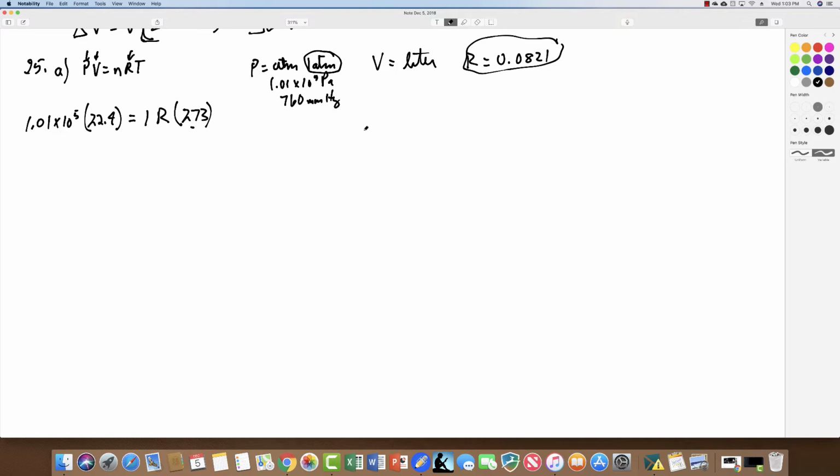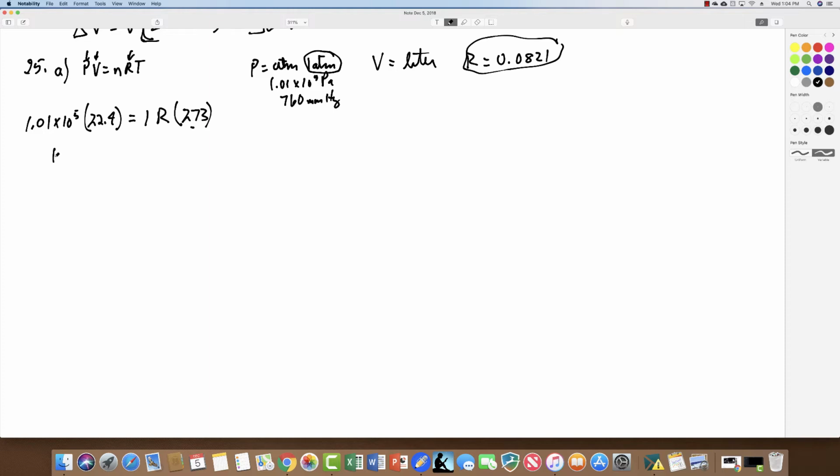Problem number 25 states, a large helium-filled balloon is used to lift scientific equipment to high altitudes. What is the pressure inside such a balloon if it starts out at sea level, assuming that pressure at sea level is 1 atmosphere, with a temperature of 10 degrees and rises to an altitude where the volume is 20 times its original volume and the temperature is minus 50.